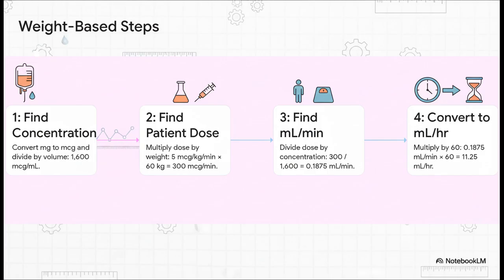every single milliliter. Next, we figure out what our specific patient needs. We take the ordered 5 micrograms and multiply it by the patient's 60 kilogram weight. That gives us 300 micrograms per minute. See, we're just chipping away at it. Now we connect the dots. If the patient needs 300 micros a minute and our IV bag has 1,600 micros per mL, we divide the dose by the concentration. That tells us we need 0.1875 mLs every minute.